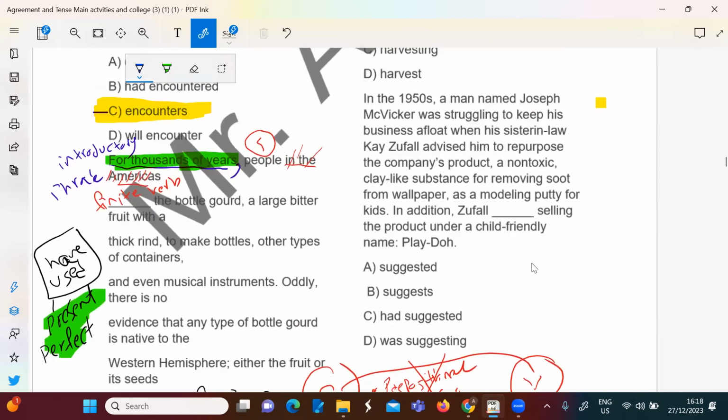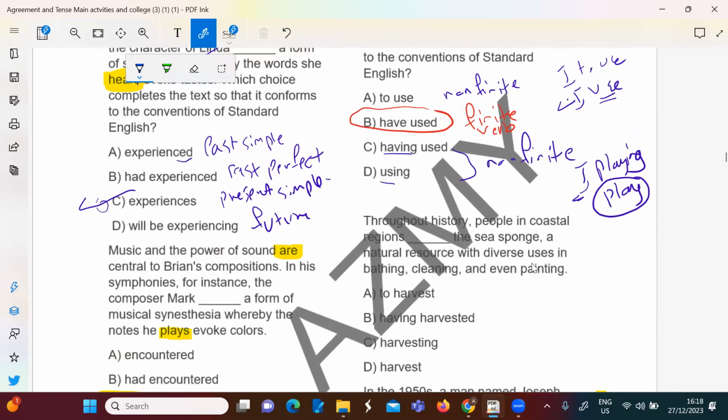Of course, the story here was not tenses, guys, it was finite and non-finite. But it's a good chance to remember the present perfect, which is an action that started in the past and lasted for an extended time. Okay.